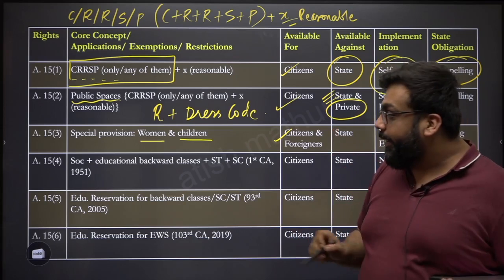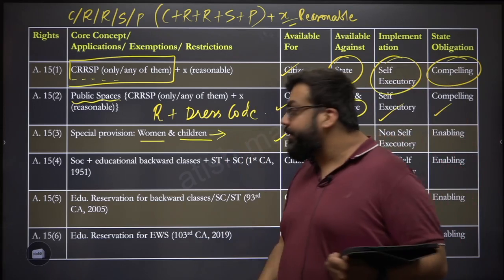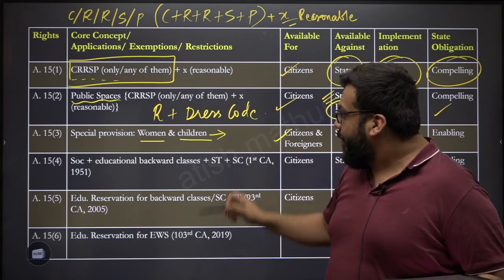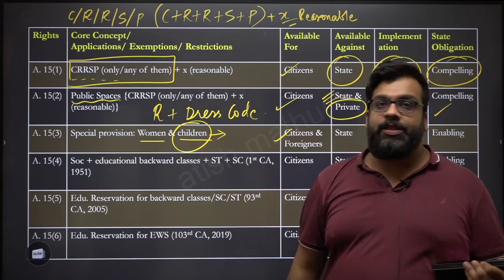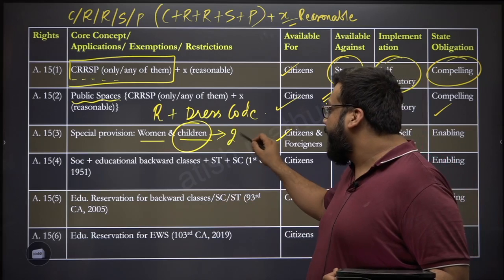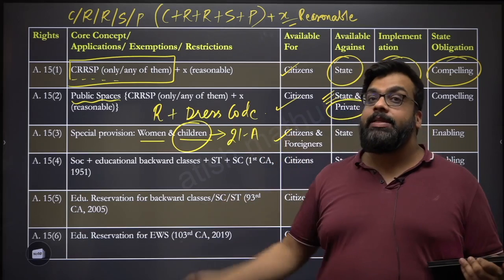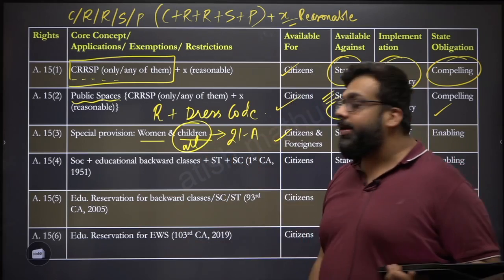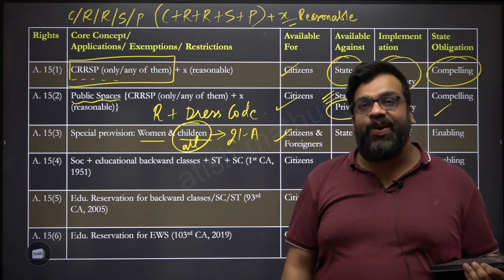And if you think carefully, this paves the way, or this sort of creates a way, for creating special provisions for children, that you could have Article 21A, which is the right to education, which is also available for all children, whether they're foreigners or not.